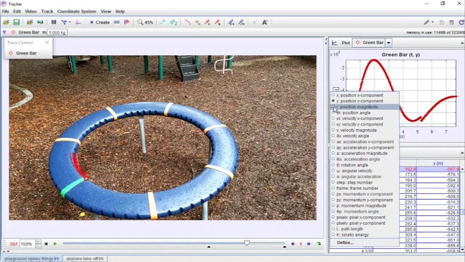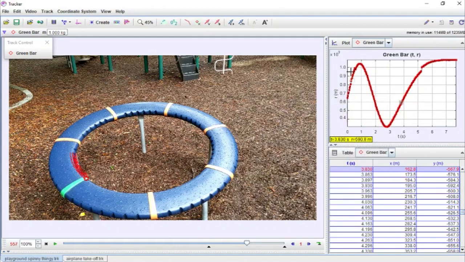For example, there's the position magnitude. So we saw the velocity magnitude before. Now let's look at the position magnitude. And this thing is going all over the place because I haven't set up my axes yet. Last time I wanted this to be at the starting point of the airplane's motion. Now what I want to do is put this as close to the center of this circle as I can. So I'm going to try to put the thing in the center.